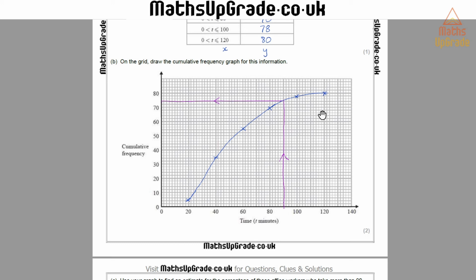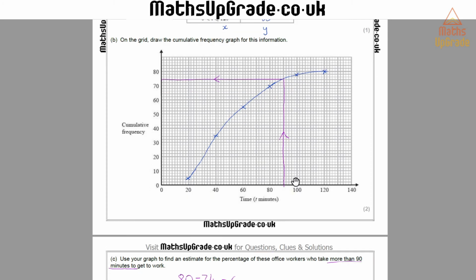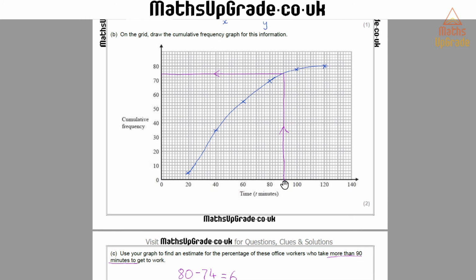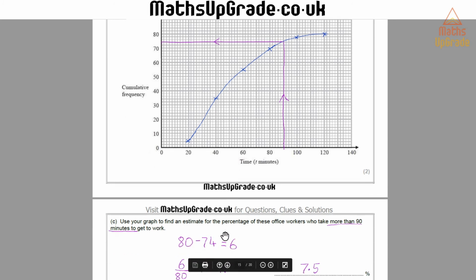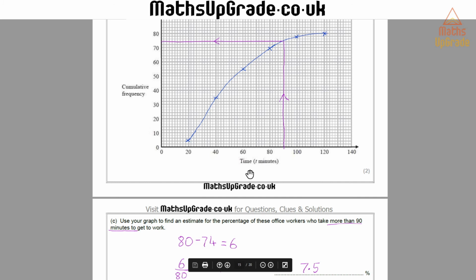In the next part of the question, it says that I need to find an estimate for the percentage of the office workers that take more than 90 minutes to get to work. So 90 minutes on this axis is here. If I go straight up vertically until I reach my curve and read the value of the y-axis, I get 74. So that means 74 people out of 80 take less than 90 minutes to get to work. So that means that 80 minus 74 gives us 6 people took longer than 90 minutes to get to work.